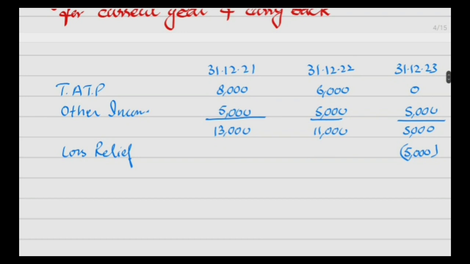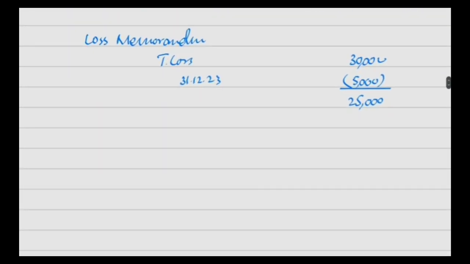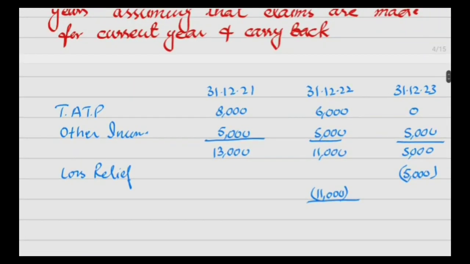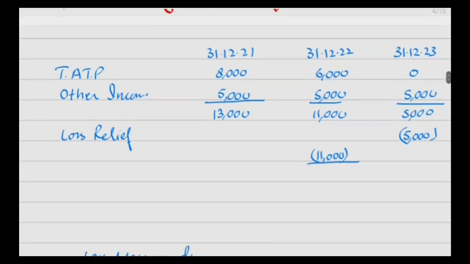Now we have to make a carry back claim for the 12 months period. So in the previous 12 months we have earned a total profit of 11,000. So our 11,000 of this profit will also be set off due to losses. So 11,000 of our loss is utilized against the total profit of 31st December 22. Now we have 14,000 of loss available. So later on whatever loss portion is remaining with us, it can be carried forward indefinitely to be set off against future year trading total profit before QCD.